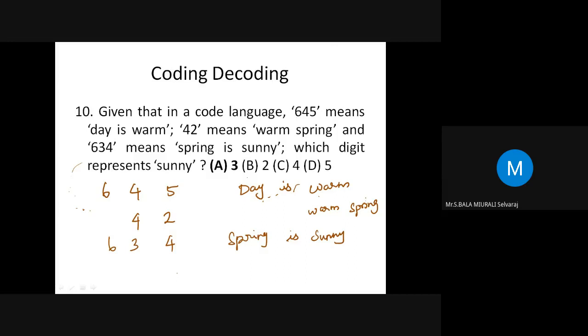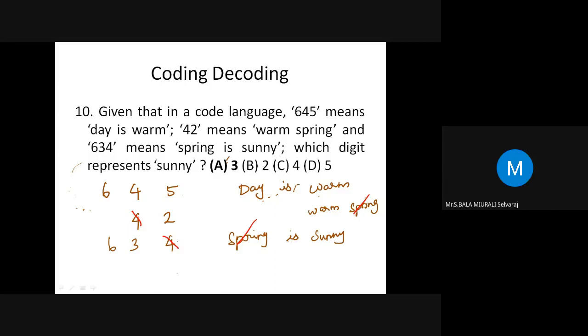Okay. Yes, sir. So what is the similarity between the third line and the first line? Third line and second line. First we will take third and second. Spring and spring, we cancel. Spring is 4 and spring is 6, so spring can be cancelled. Likewise, what is similar? 4 cancel. Up to this, fine.